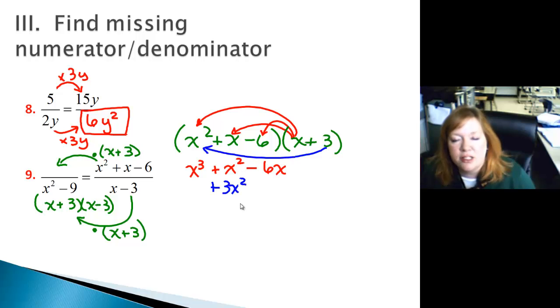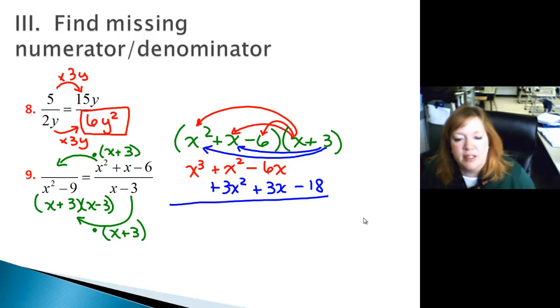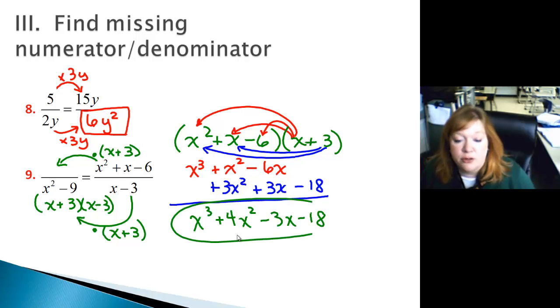And I like to do the vertical alignment so my like terms all line up. Then I take my 3 times my x and my 3 times my minus 6, which gives me minus 18. Add them up vertically. Your like terms are grouped together, so that's x cubed plus 4x squared minus 3x minus 18. And you're done. That's what the new numerator would be.